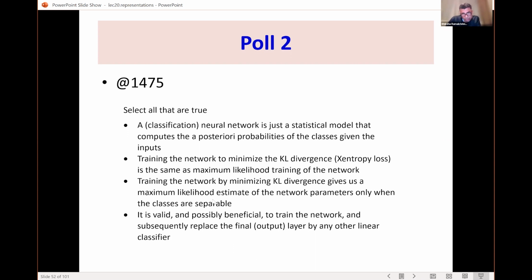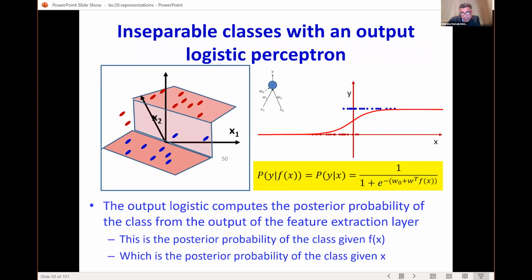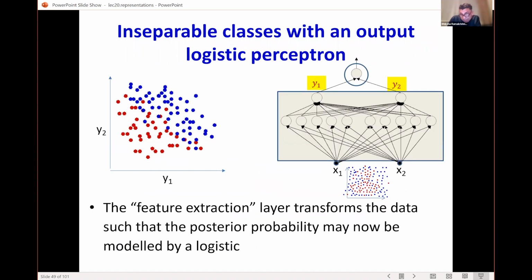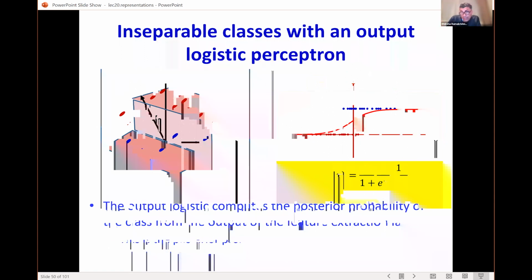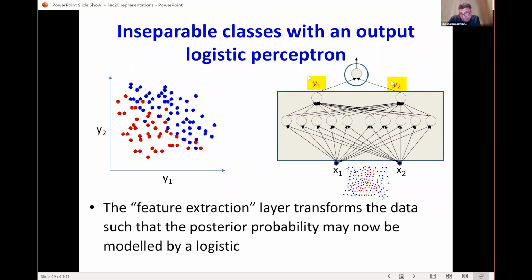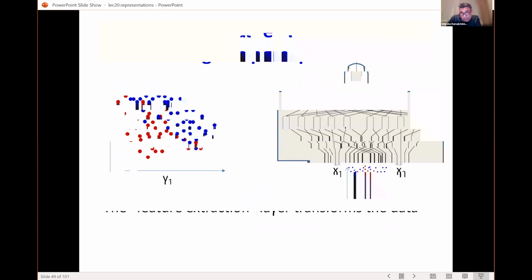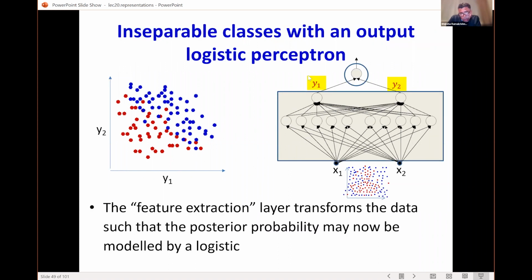It is valid and possibly beneficial to train the network and subsequently replace the final layer by other classifiers. You can imagine that, right? Basically, what is happening is that this portion of the network, once you train the network, is actually transforming the input data to become linearly separable or as linearly separable as possible, right? But once you've done that, you actually now have a function f, which takes your data and sort of rearranges it so that the classes are linearly separable. And now using these new features, which are the Ys, you could use any other linear classifier. It doesn't have to be a logistic function. It could very well be, for instance, a support vector machine that you use to perform the classification. So the fourth statement is also true.